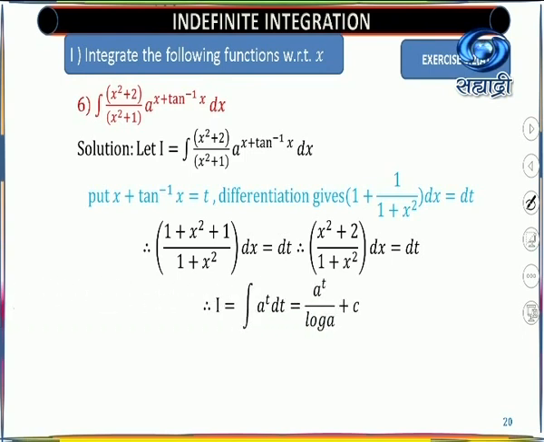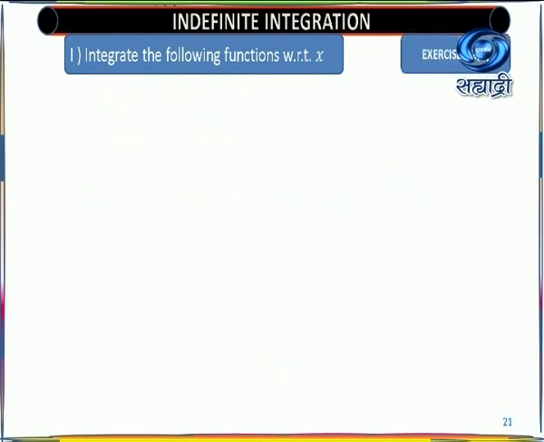So you will get your integration as integral a raised to t dt. So a raised to t dt, directly you are able to use the formula a raised to t upon log a plus constant of integration. Now here replace your value of t so that your function becomes I equal to a raised to (x plus tan inverse x) upon log a plus constant of integration. These are the few examples which are based on the direct method. You can say it is a direct method.